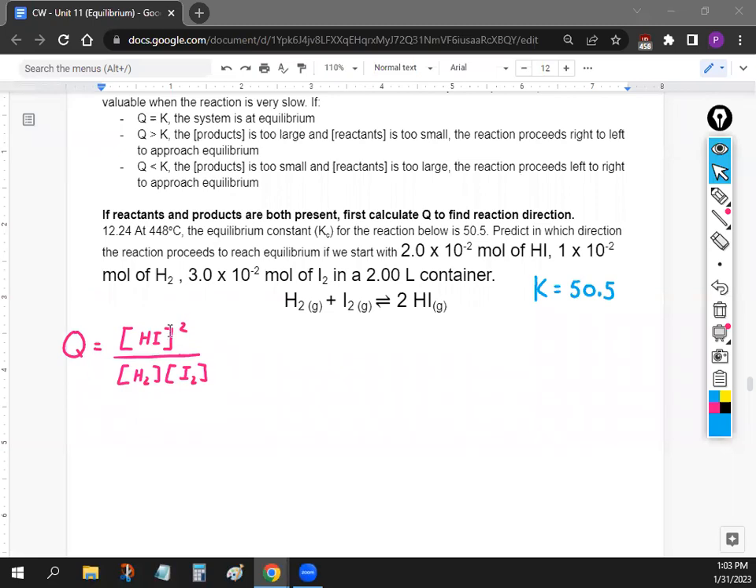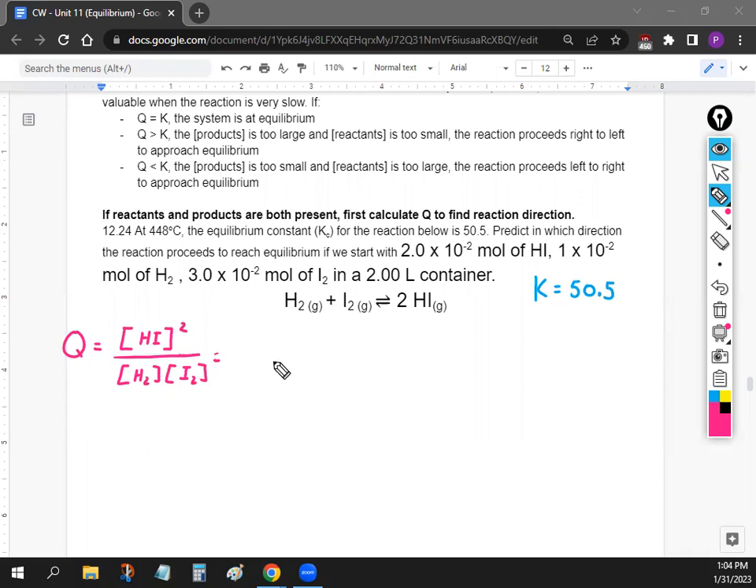Okay, so I set up the equation for Q for you. It's basically the same thing as K. The only difference is that K is at equilibrium and Q is the ratio while it's still getting there, right? So we're going to plug in our values for HI. HI is right here. Again, you can divide by 2 liters if you want to find molarity, but it doesn't really matter, because at the end of the day everything is being divided by 2. So the ratio is still going to be the same, regardless of whether you divide by 2 or not.